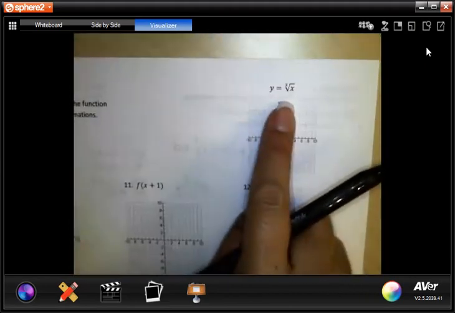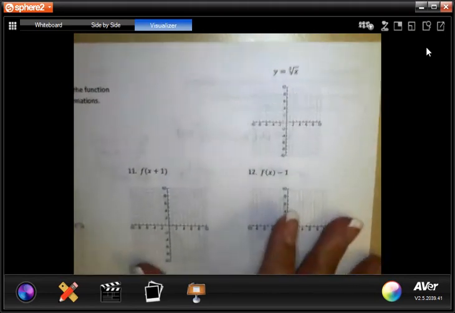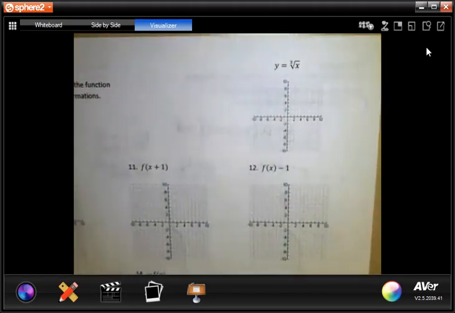All right, on the back here, we're going to look at our other parent function, the cube root of x. And so this one, I do want to show you how to put this in the calculator so that you're able to do that.